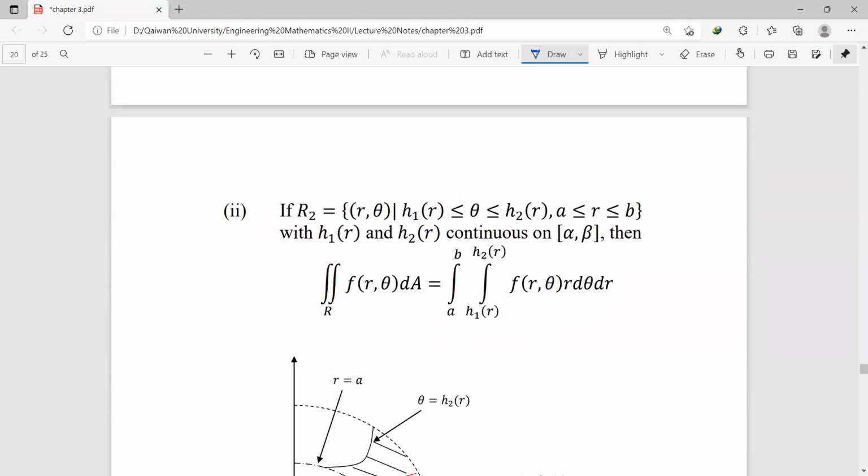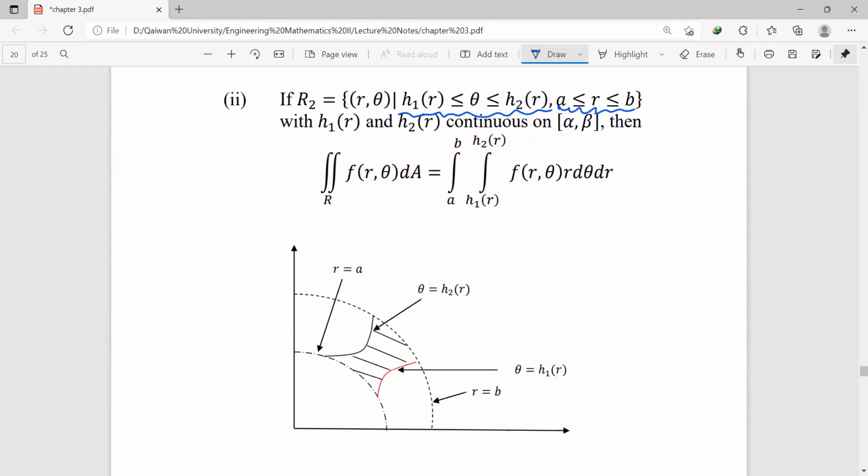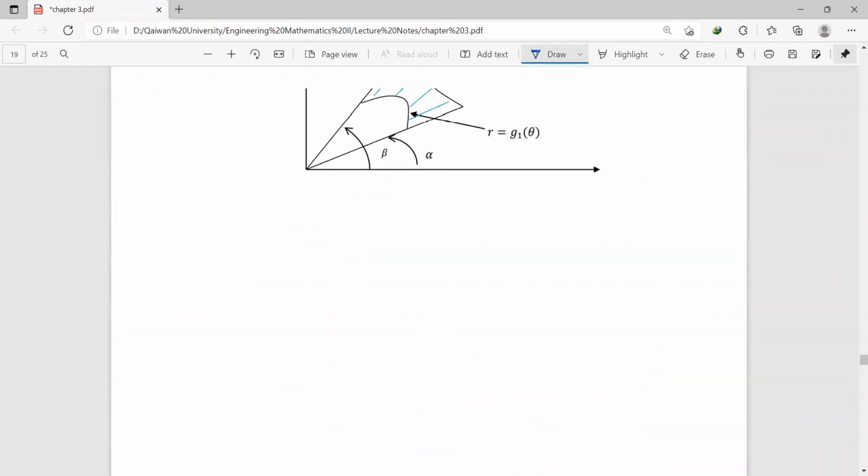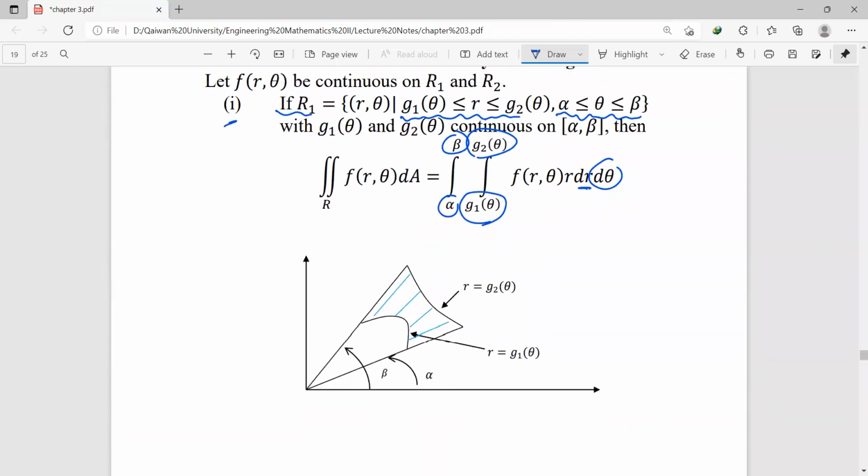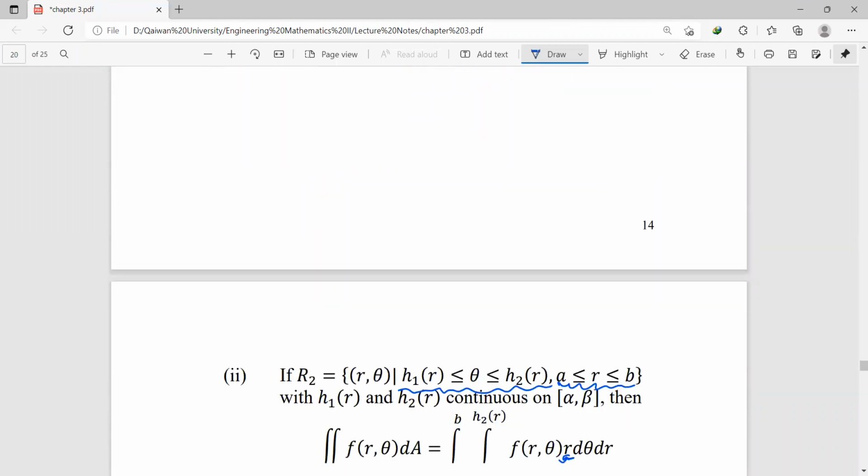But if r is from a constant to another one, but theta is from a function to another function, in this case, we must take the integration with respect to theta first, and then with respect to r. That's all. But here we always multiply by r. Be careful. Here we have r dr d theta. We always multiply it by the function.